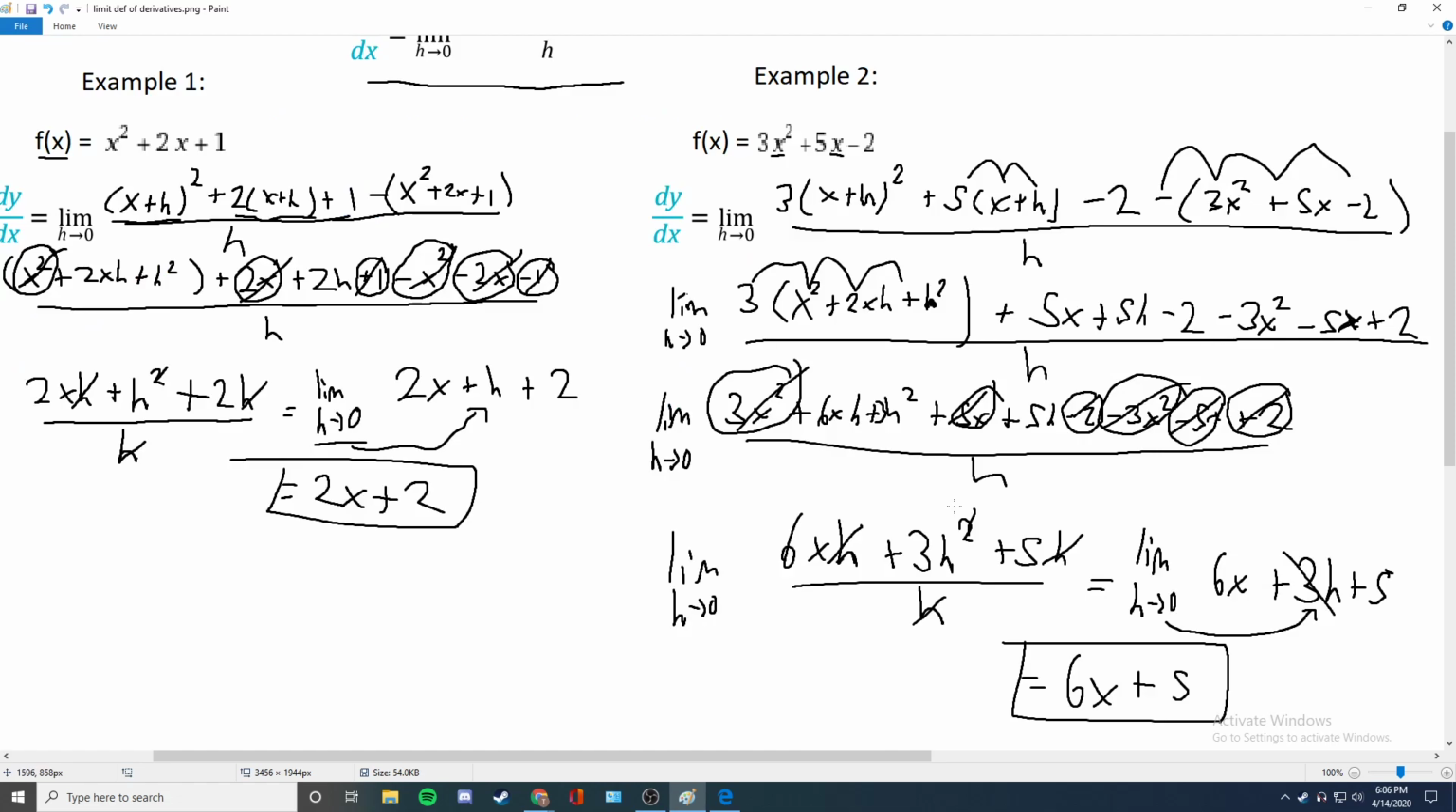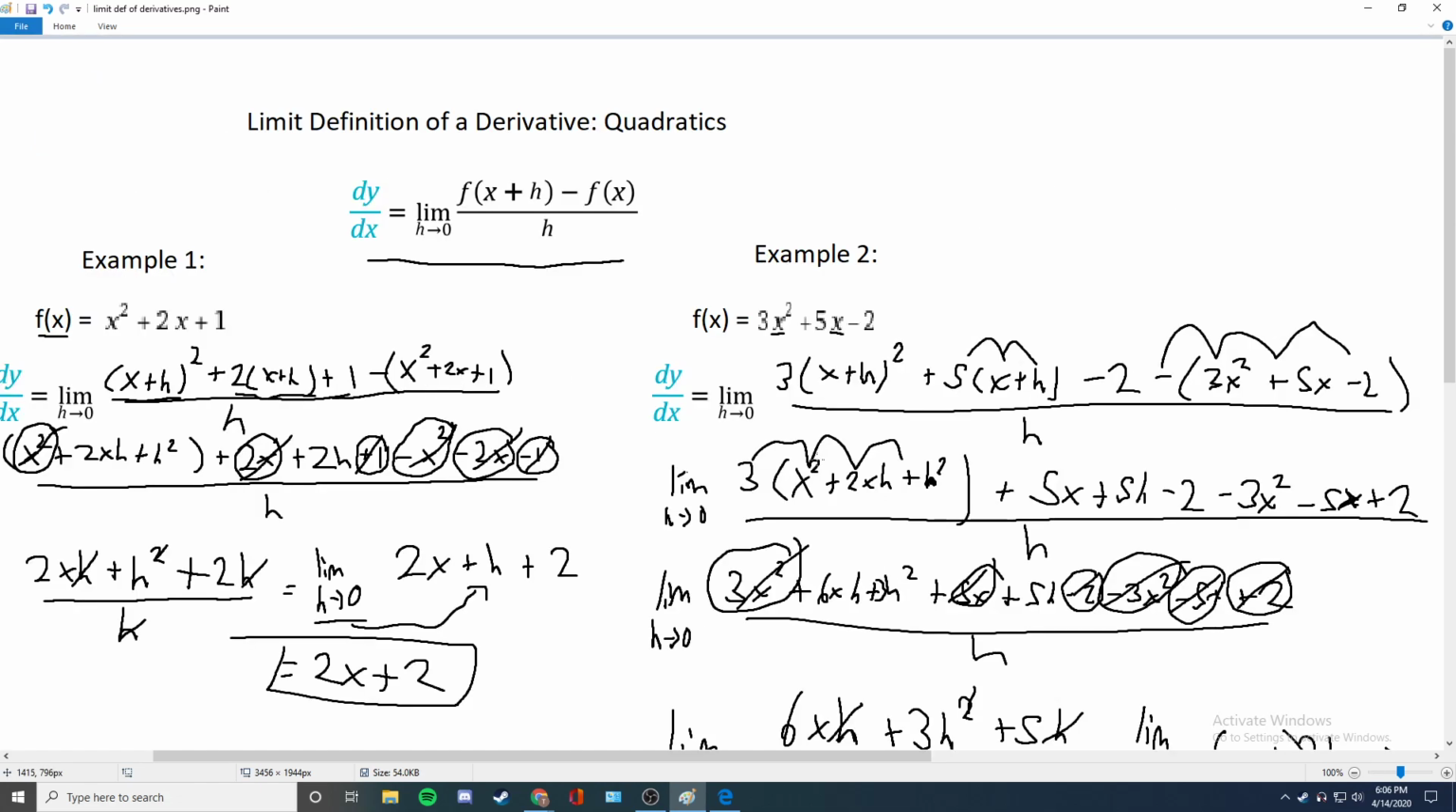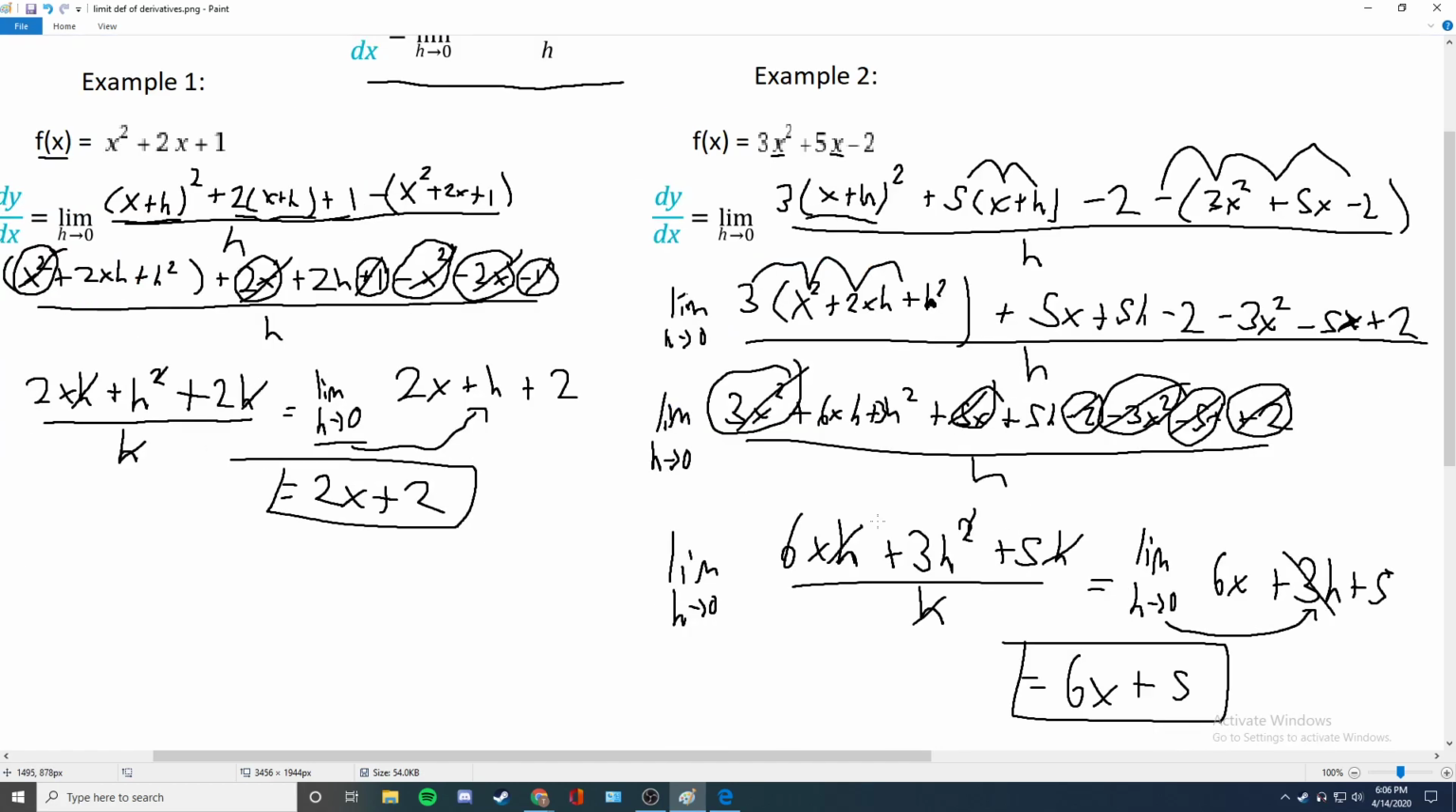So yeah, the same process as the linear examples, just a little bit more complex with the (x plus h) squared being thrown in there. Your main goal is just to get everything simplified on the top and then divide by h and plug 0 in for h at the very end.